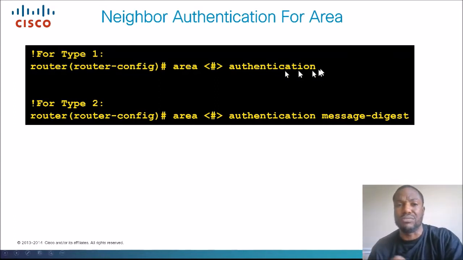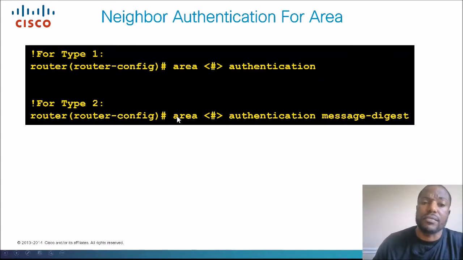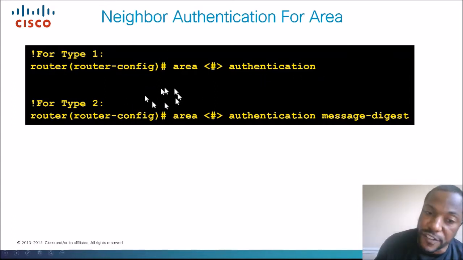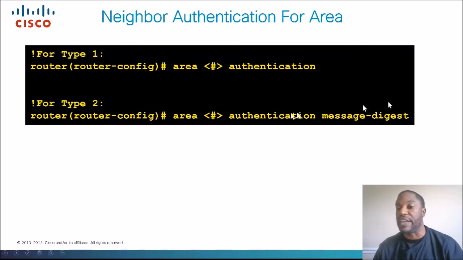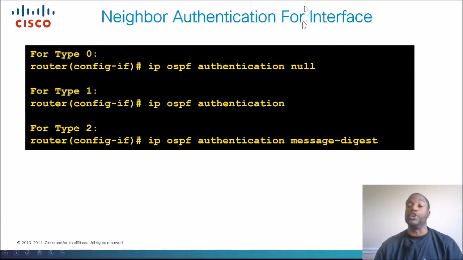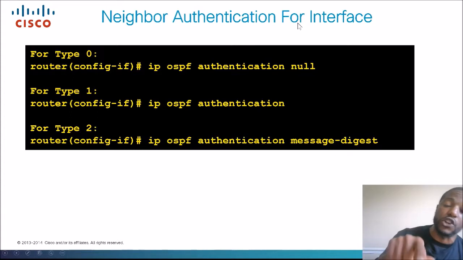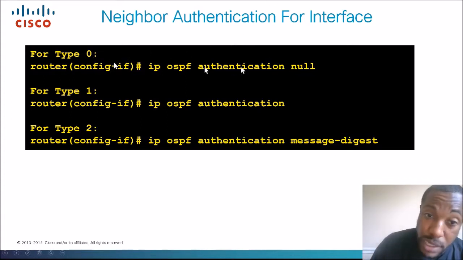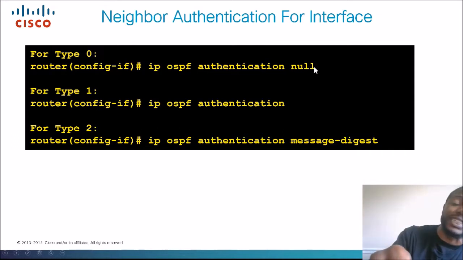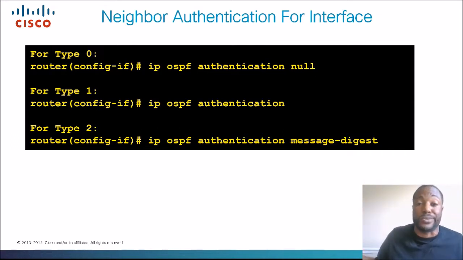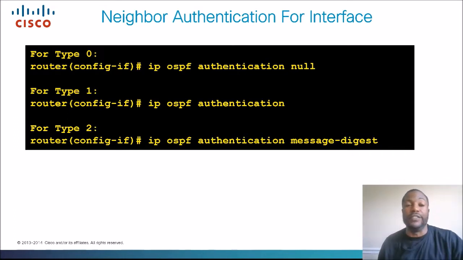You go to router config mode and do it by area, authentication by message digest, or you can do it per interface, which is how we're going to do it in Boson NetSim. For type 0, you have IP OSPF authentication. I don't know why you would do it this way, because you're pretty much not setting a password. I don't even know why you would use that.